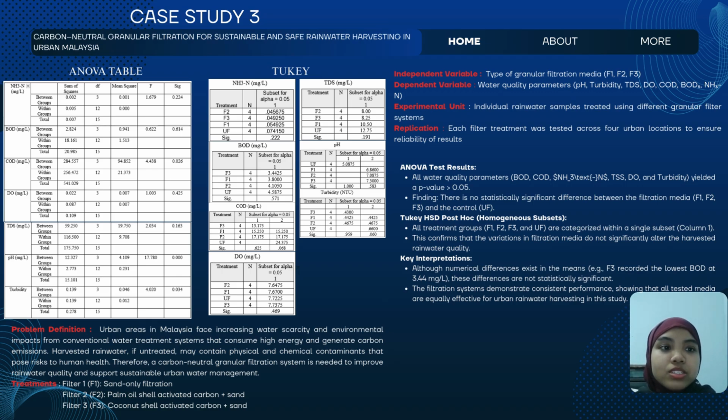Although F3 recorded the lowest BOD value at 3.44, the difference was not significant. Overall, the results indicate that all filtration media perform consistently and sustainably for urban rainwater harvesting.